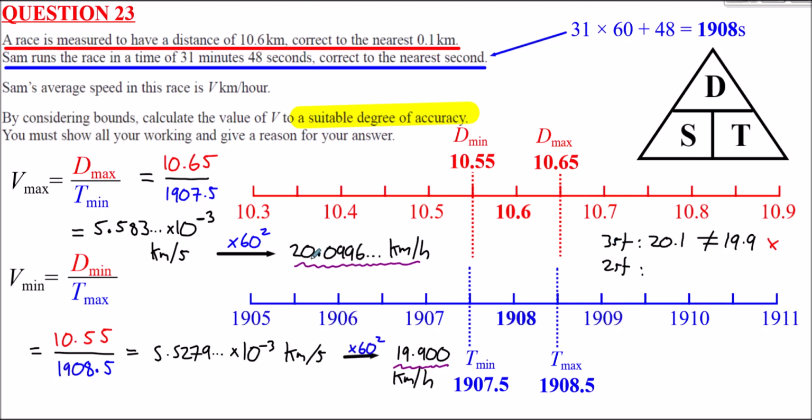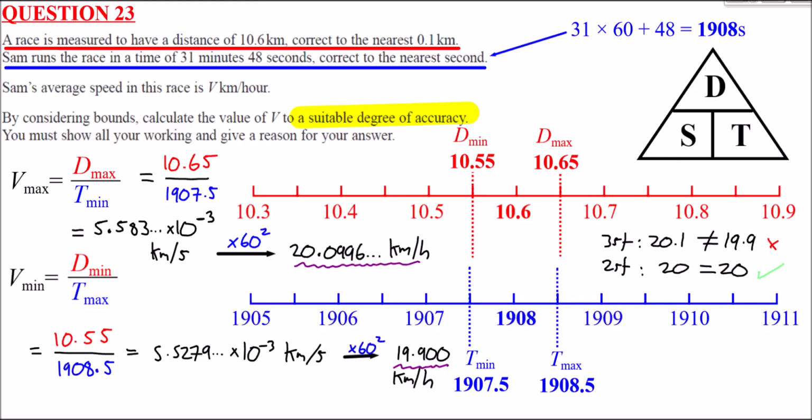that one obviously becomes 20. And this one, 19.9, would round to 20. 20 equals 20, of course. So they do agree if rounded to 2 significant figures. That's why our maximum accuracy, where they both agree, is 2 significant figures. Therefore, we round our answer to 2 significant figures.